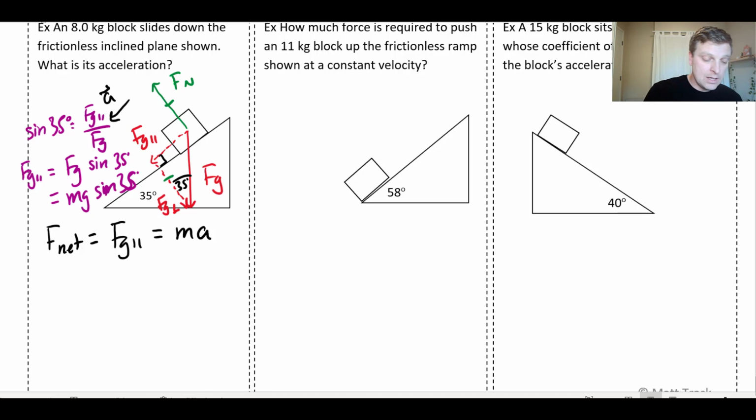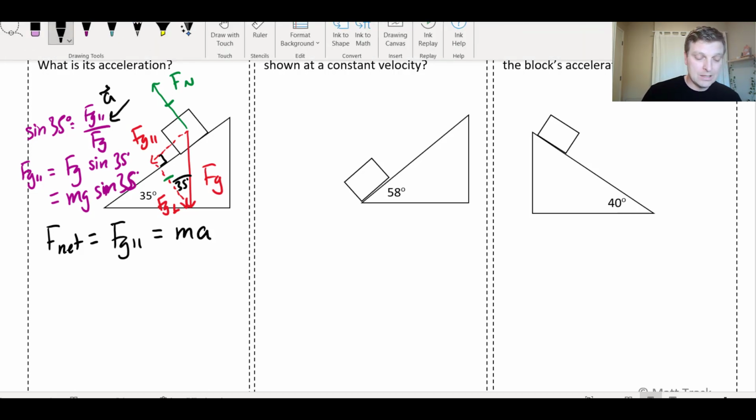So I can sub this in down here now. I know that FG parallel is mg sine 35. Just before I do that, I want to do a quick thought experiment here. How much does the mass of the block affect the acceleration? If you had a 5 kilogram block and a 20 kilogram block on the same frictionless ramp, which one is going to accelerate at the greater rate? Just think about that as we go.